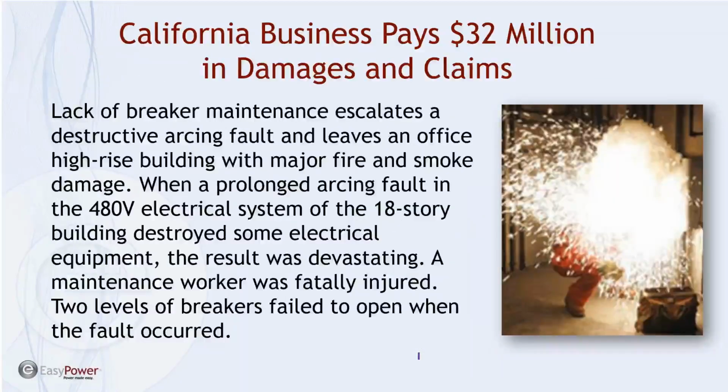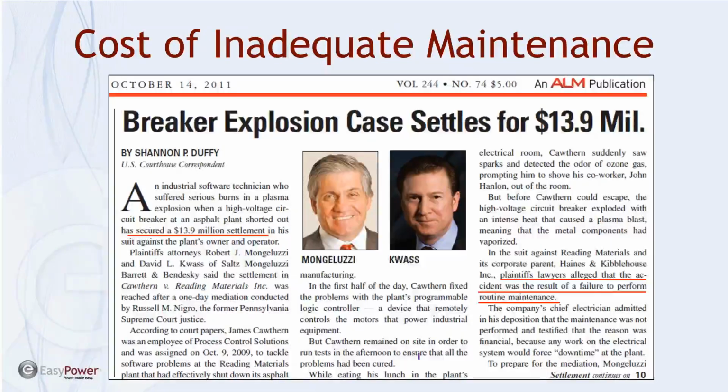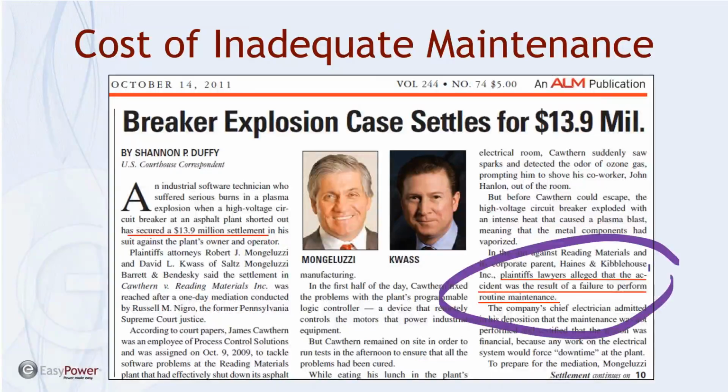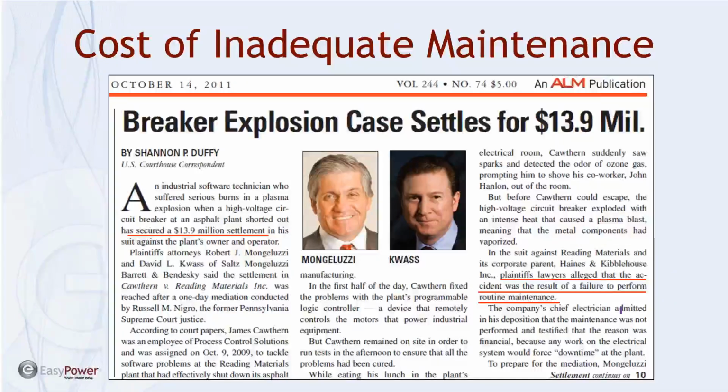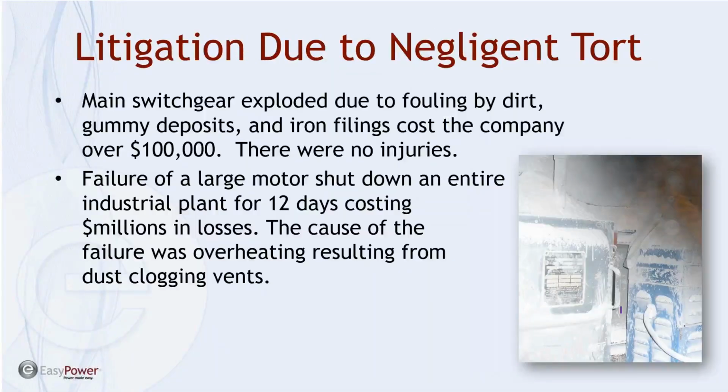So here are a few different cases that occurred. A California business paid $32 million in damages and claims. I'm not going to read through this whole thing, but it gives you an idea. It's an 18-story building and a prolonged arc. And then we have this one, $13.9 million. If you look over at this section, plaintiff's lawyers allege that the accident was a result of a failure to perform routine maintenance. $13.9 million.